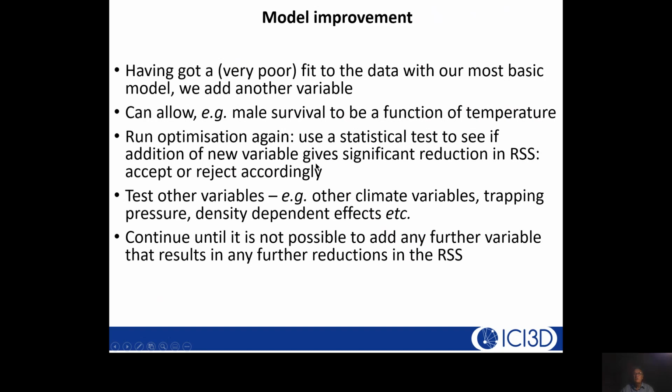Having got that, we say, all right, let's add another parameter. Let's now allow that male survival is also a function of temperature. So now we've got male and female as a function of temperature, and we run the optimization again. We have a certain residual sums of squares from the very poor fit. If we add in the effect of temperature on male survival, can we do better? We do a statistical test to see whether there's been a significant reduction in the sums of squares, and we either accept or reject the added parameter into the model.